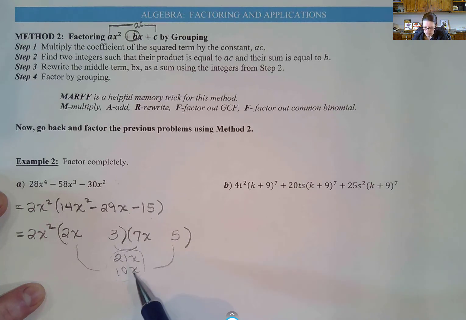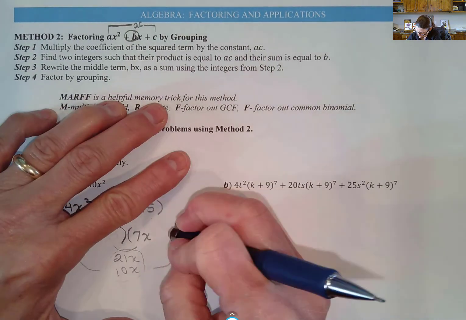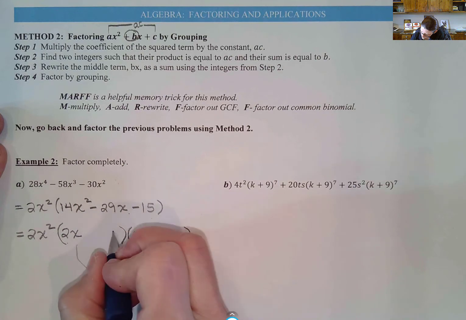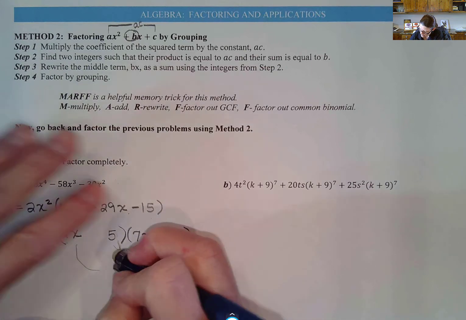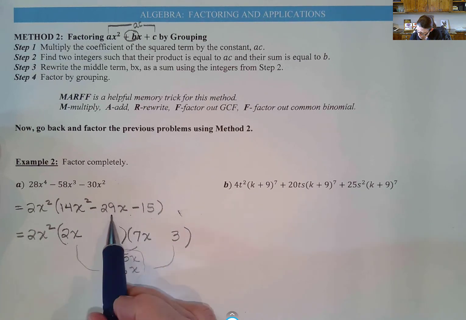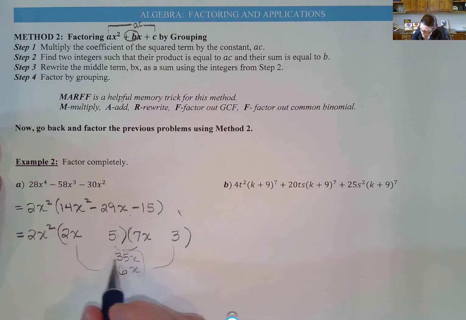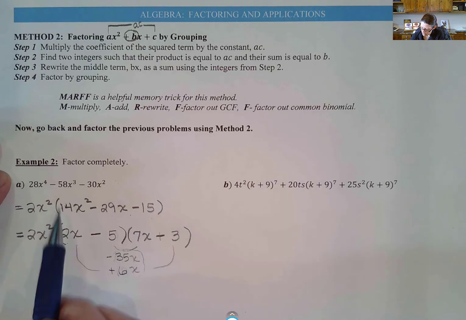So what if we switch our 5 and 3? Okay, that's going to give us an outer product 6x, inner product 35x, and we can use these to obtain 29 if the 35 is negative and the 6 is positive. So let's make the 35 negative, the 6 positive, and quick check. First product 14x squared, 6x minus 35x is negative 29x. And lastly, we do obtain negative 15. So that's going to check out just fine. Yay!